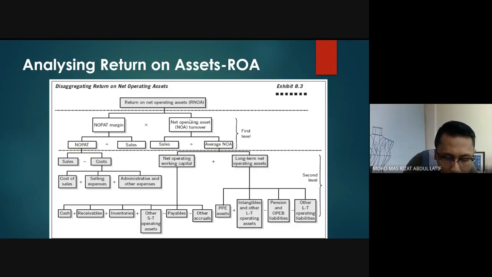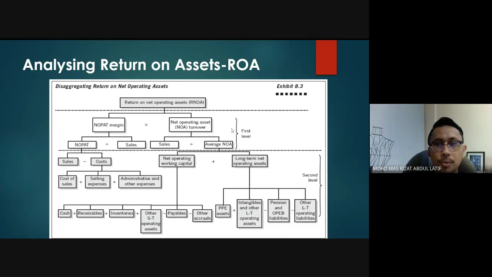So this decomposition highlights the role of both NOPAT margin and NOA turnover in determining the return on net operating asset. NOPAT margin and NOA turnover are useful measures that require analysis to gain insight into the company's profitability. Basically, NOPAT margin ni kita boleh disaggregate juga. What we had done just now adalah first level disaggregation. Kalau you nampak dalam textbook, exhibit 8.3. So that will be the first level disaggregation.